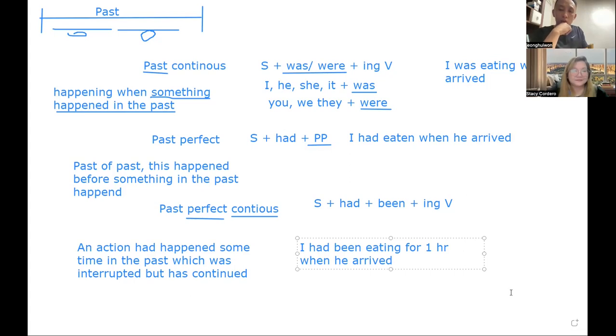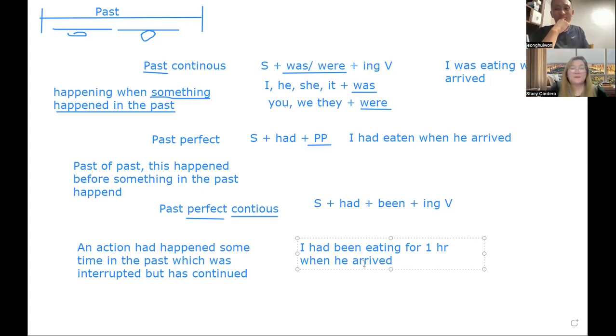I was eating 1 hour ago. And after 1 hour, he arrived. Very good. So after an hour he arrived, and then what? Did you continue eating or you're finished? I'm finished.